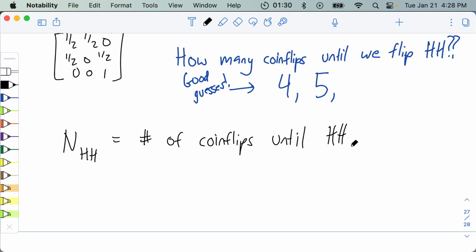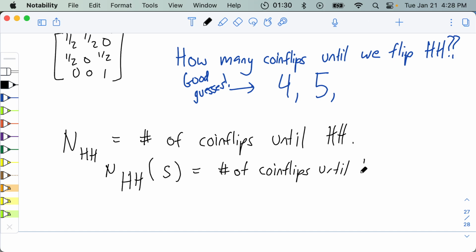And this is the secret we stumbled upon at the very end of the class on Thursday. If you try to do N_{HH} on its own, it's quite hard. But if you make a generalized version of the problem, you don't do just N_{HH}. You do N_{HH}(s), the number of coin flips until heads heads, starting from state s.